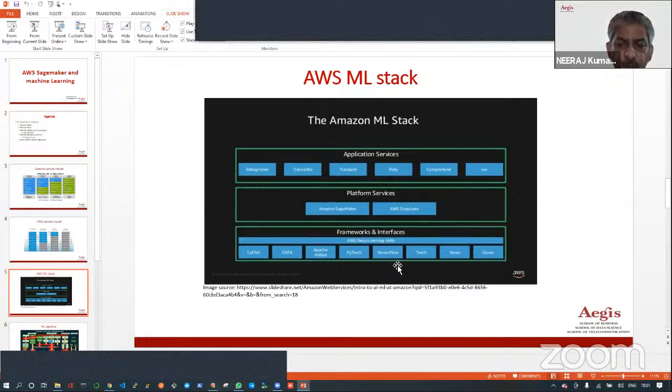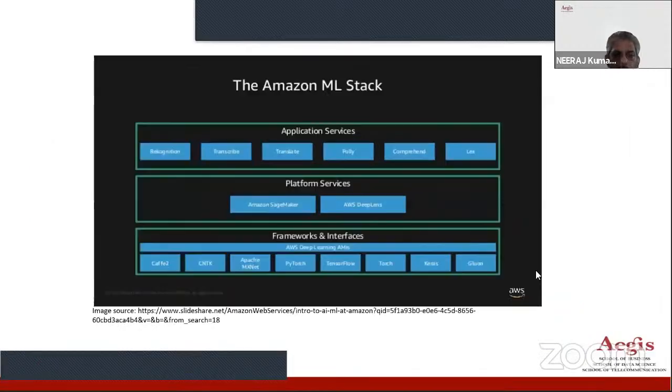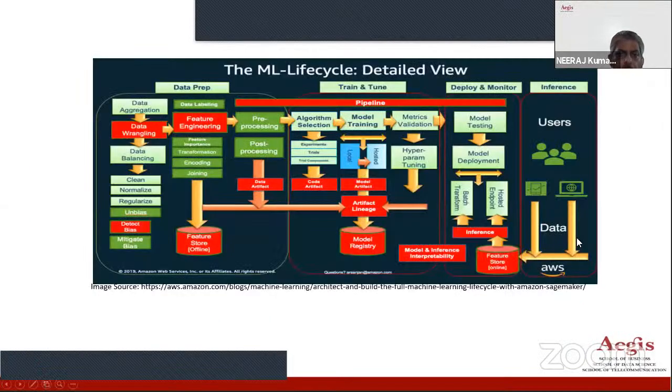Apart from that, it provides some frameworks also, all kinds of frameworks, whatever you can think of, is provided or supported by AWS within the ML stack. Like it supports PyTorch, TensorFlow, Keras, Gluon, CNTK, Caffe, all kinds of frameworks are supported. So whatever framework you want to use to develop your model is supported by SageMaker. Right. So now next slide.